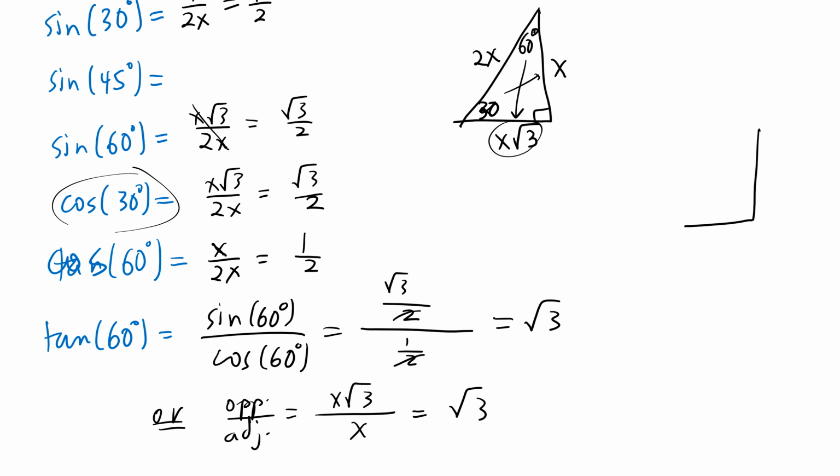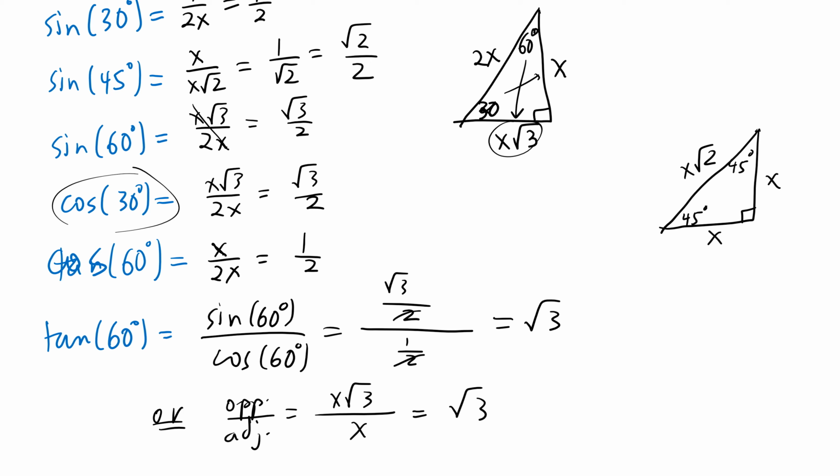Now how about the 45? There's another special right triangle, the 45, 45, 90 degrees triangle. If this is x, the hypotenuse is x root 2. Sine is the opposite over the hypotenuse, so that's 1 over square root of 2, or if you rationalize, square root of 2 over 2. Just in case you see it somewhere in the back of the book, that's what it is.